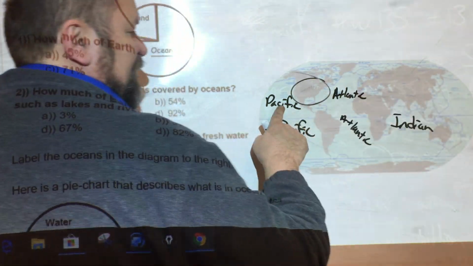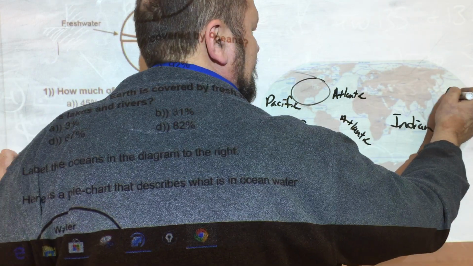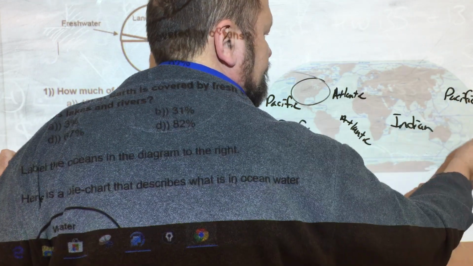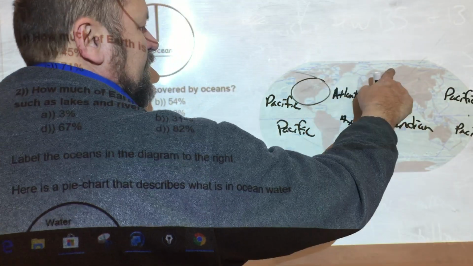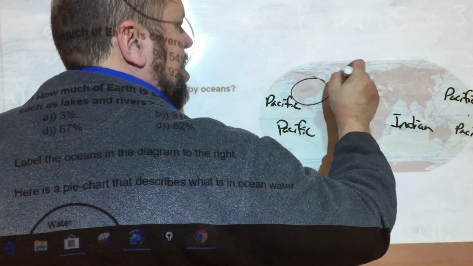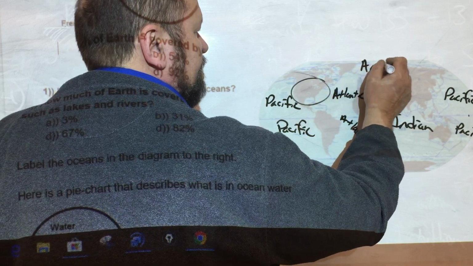Over here is a continuation of the Pacific Ocean, so you need to recognize this side as Pacific as well. And that goes down here. And then up here at the top, above Russia, above Canada, we have the Arctic Ocean.